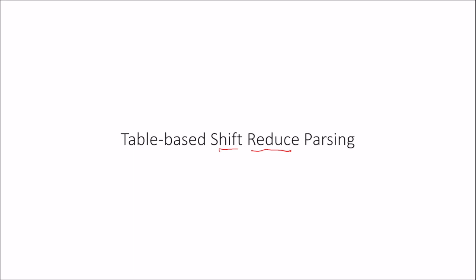You perform these actions repeatedly in order to parse an input string. However, these shift and reduce actions were all sort of done manually. We were thinking about how to do them. Instead, what we're going to do now is entirely do this mechanically by looking at a lookup table, and the lookup table will tell us at every point, deterministically, whether to shift or to reduce.